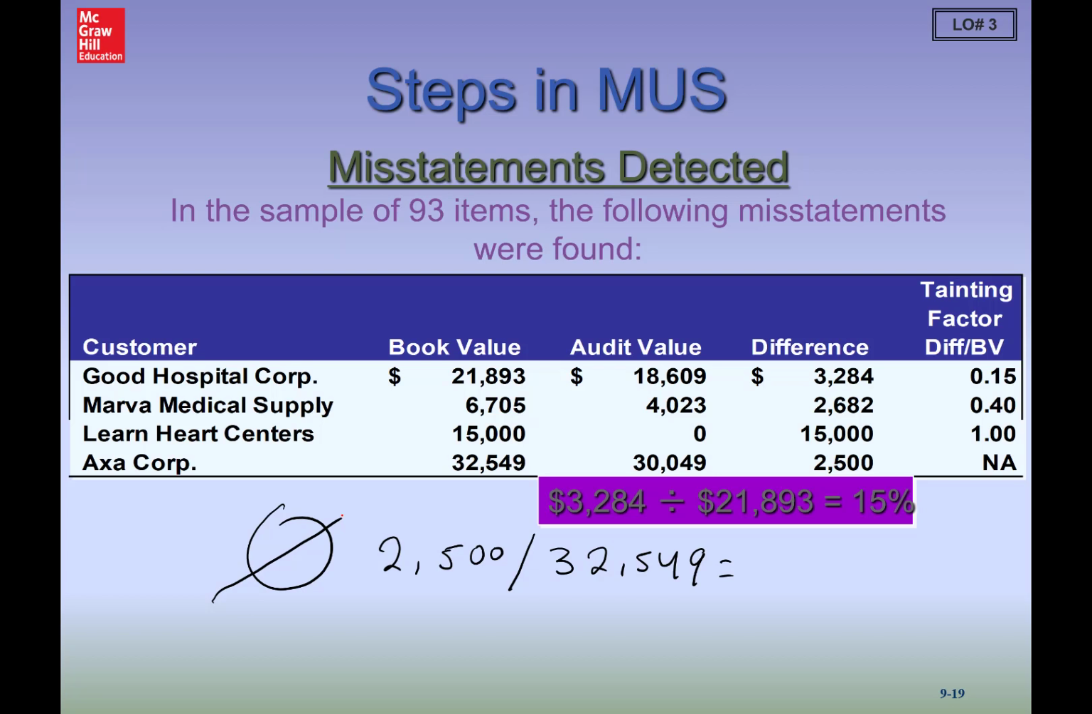%, give or take. It doesn't have to be exact. 0.07. Okay, good. Now, I take that 0.07 and I apply it to the sampling interval. How much is my sampling interval?